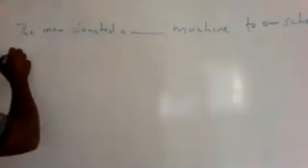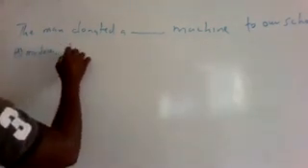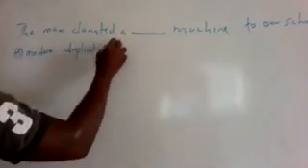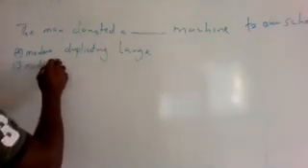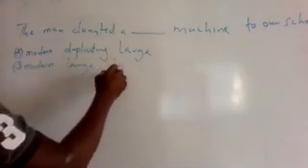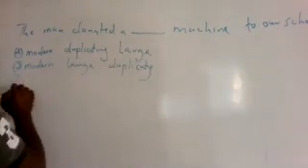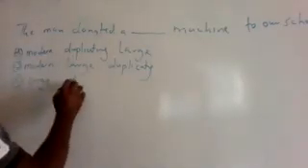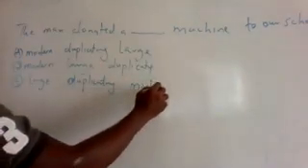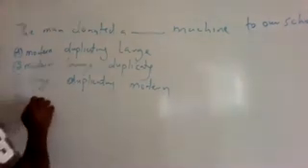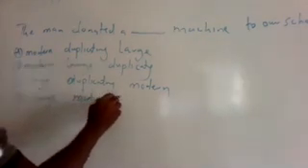Option A, a modern duplicating large. B, modern large duplicating. C, large duplicating model. And D, large modern duplicating.